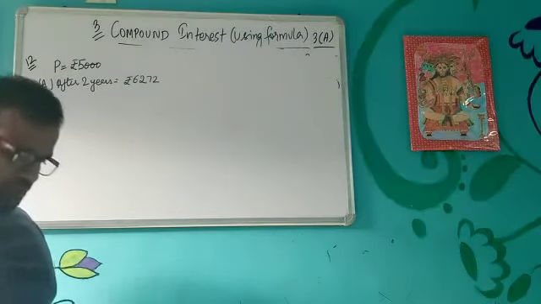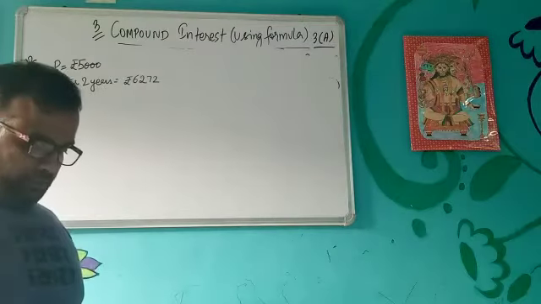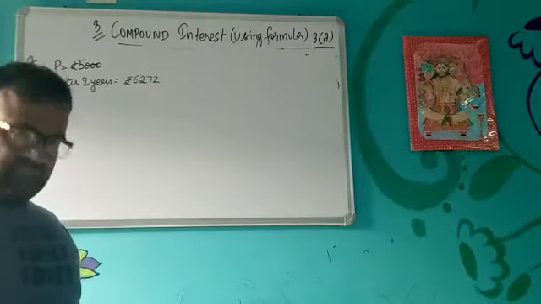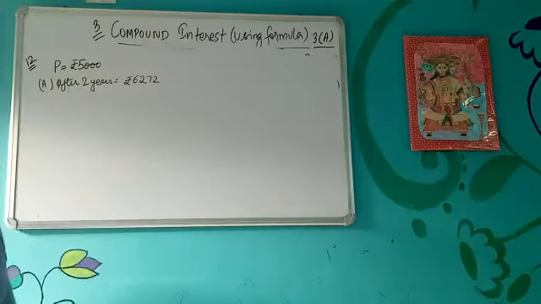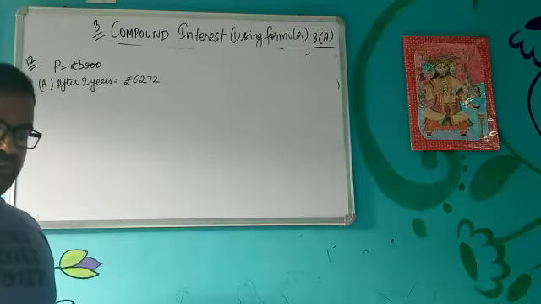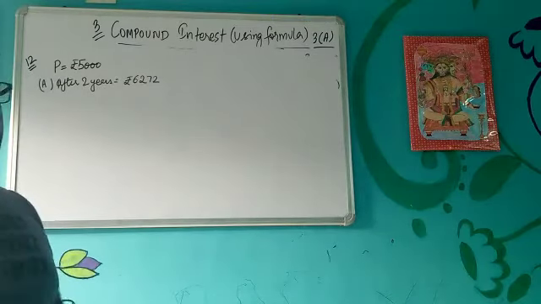Okay, let's discuss question number 12. In this it is given that a person invests 5,000 rupees for 3 years at a certain rate of interest compounded annually, and at the end of 2 years this sum amounts to 6,272 rupees. We have to calculate the rate of interest.